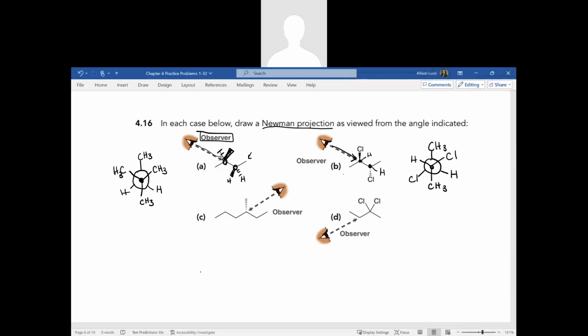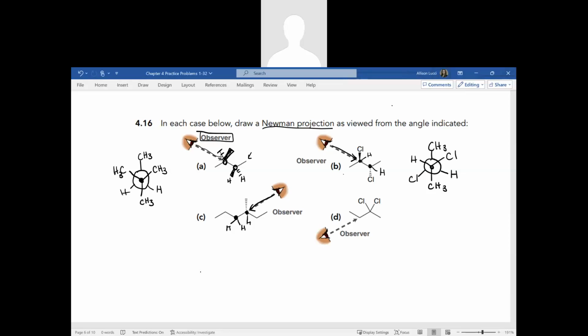So let's do the same thing here. Let's draw a Newman projection for compound C here. So again, we're going to be looking from the observer's perspective. So we're going to see this carbon first and then this carbon second. So our second carbon has 2 hydrogens and a methyl group. Our first carbon has 1 hydrogen, a methyl group, and an ethyl group coming out.